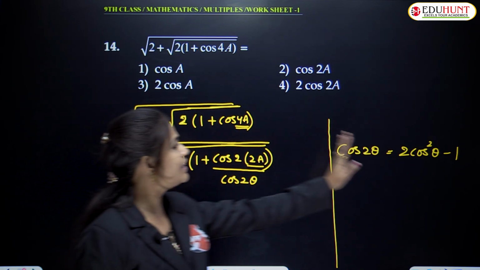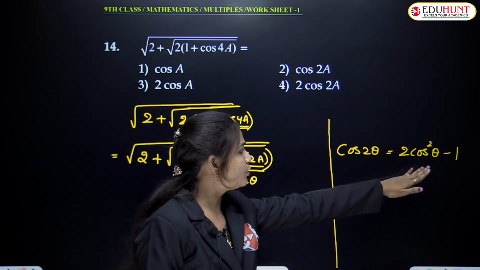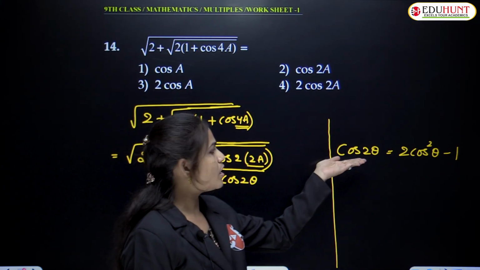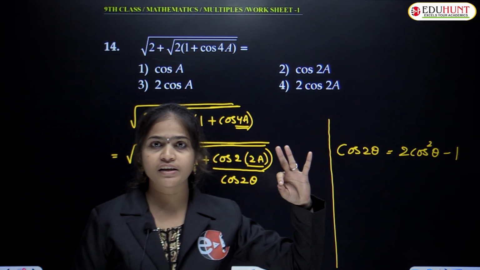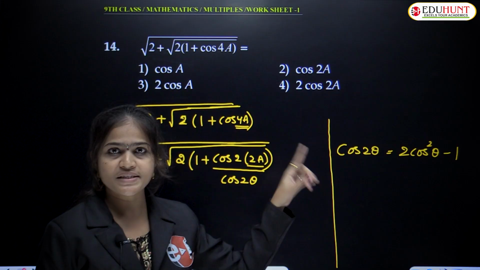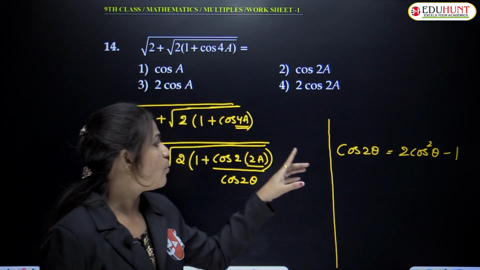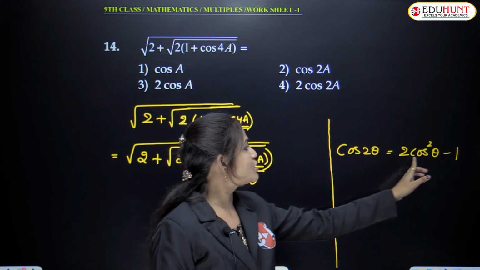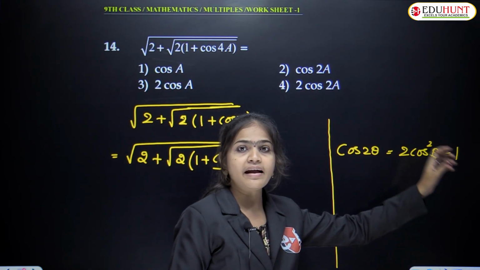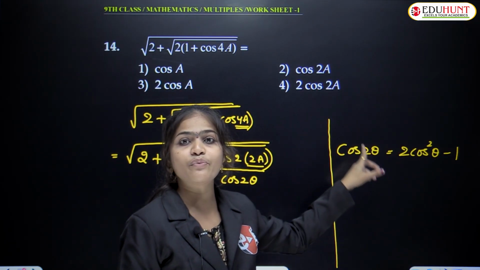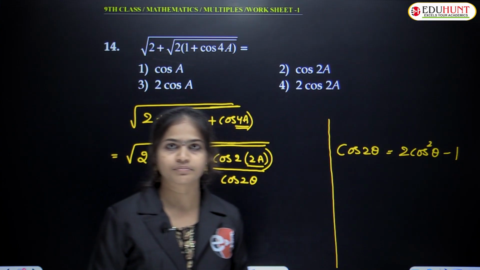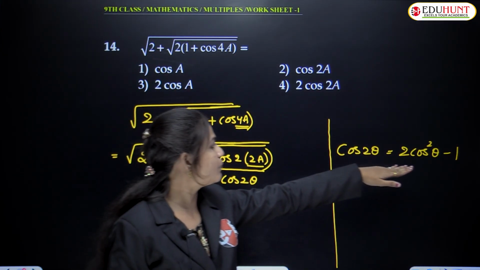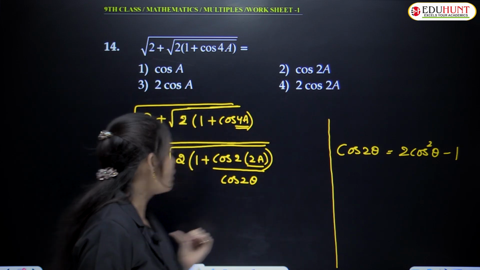So again I have written one of the formulas, 2 cos square theta minus 1. We know that cos 2 theta has 3 different formulas in terms of sin and cos. One is cos square a minus sin square a. The second one is 2 cos square theta minus 1. And the next, in terms of sin, is 1 minus 2 sin square theta. We know the 3 formulas, no? So in terms of cos, I want to use this formula here.